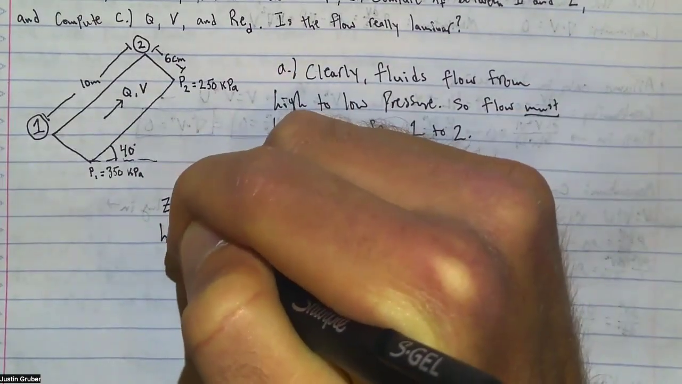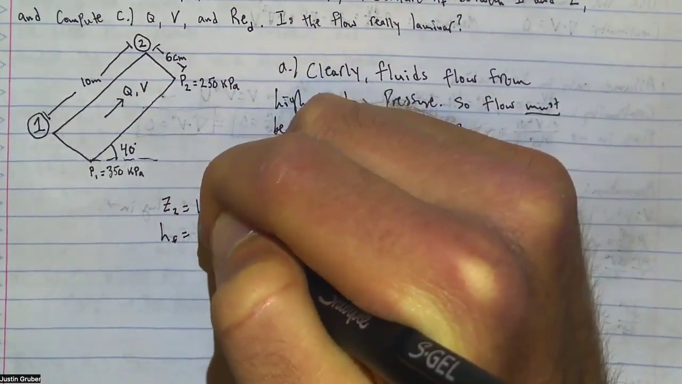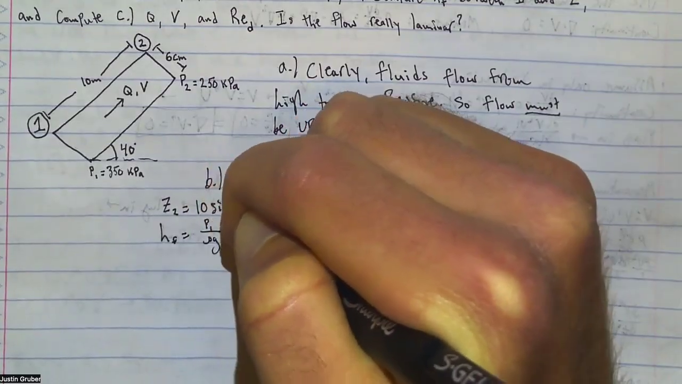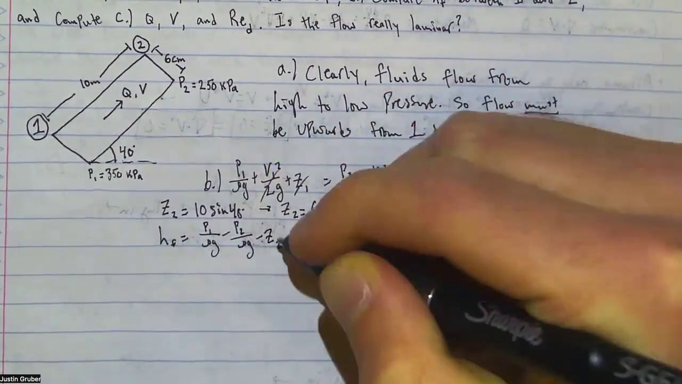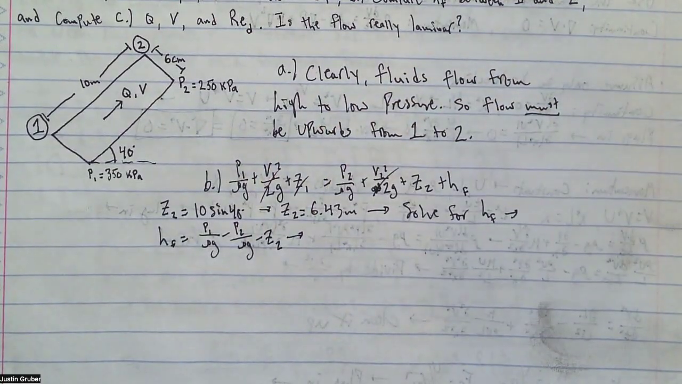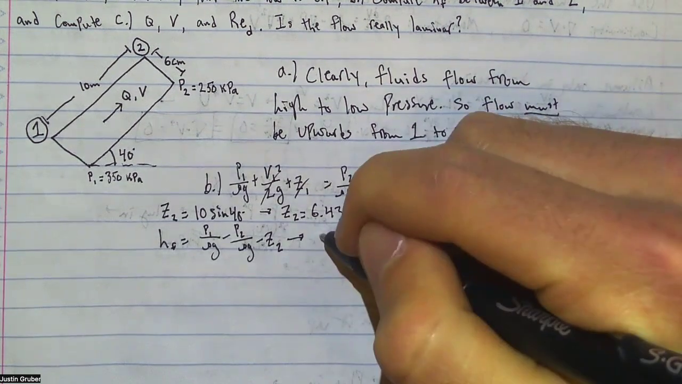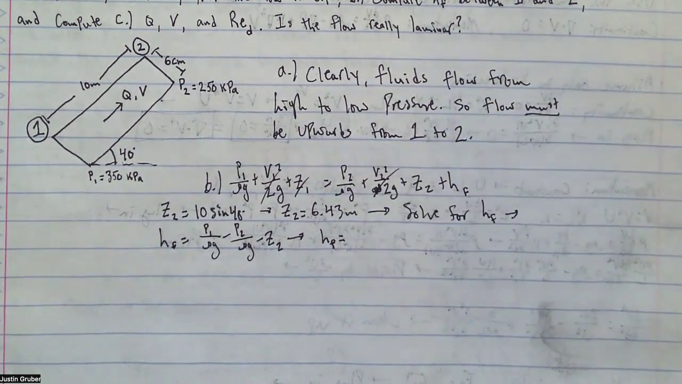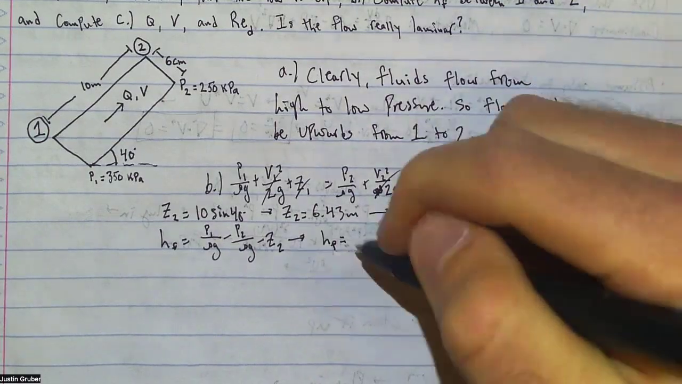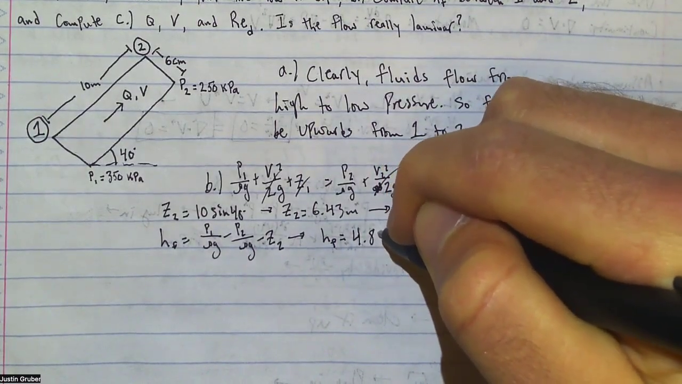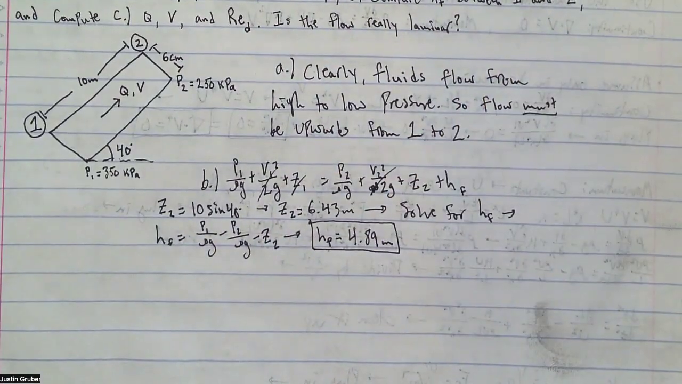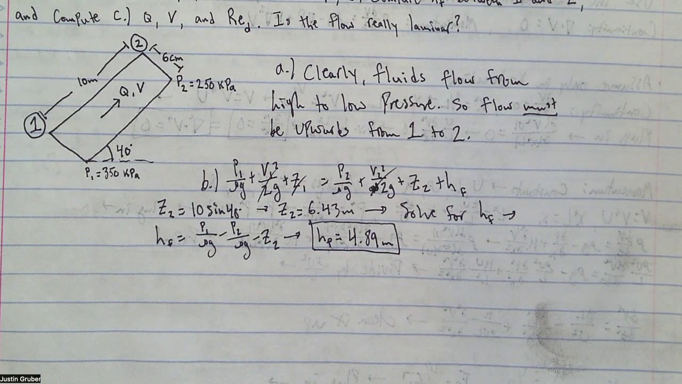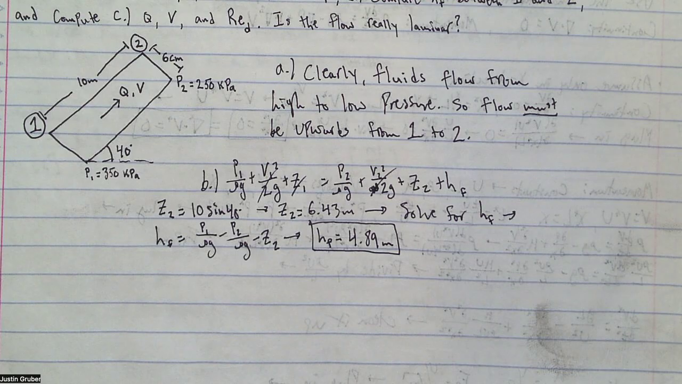So we have HF equals P1 over rho g minus P2 over rho g minus Z2. All right, you know all the numbers here. We're given everything. We have HF equal to 4.89 meters. 4.89 meters of head loss, which is actually kind of big for this small of a pipe. But anyway, so that's like the Bernoulli's-ish equation for this.